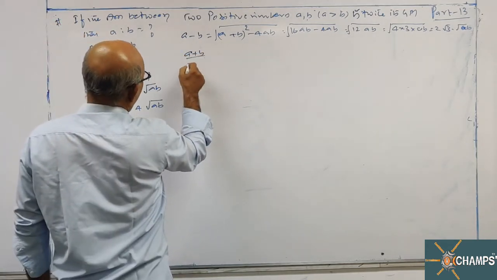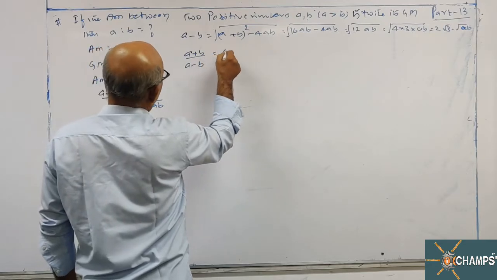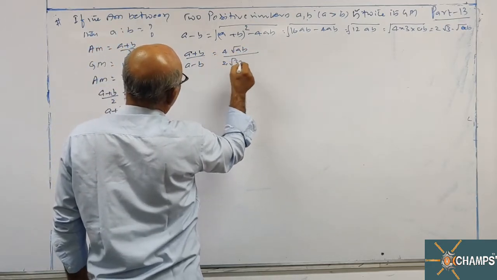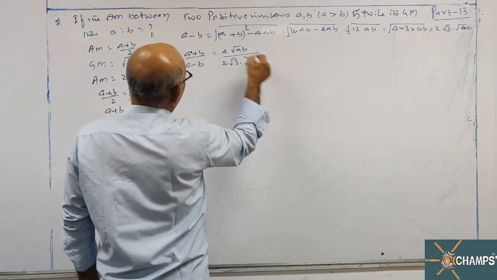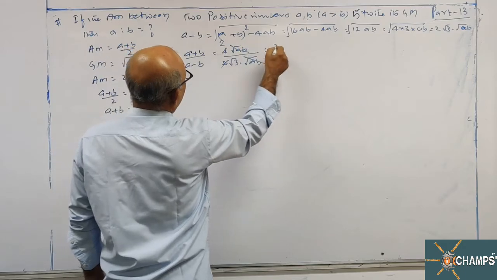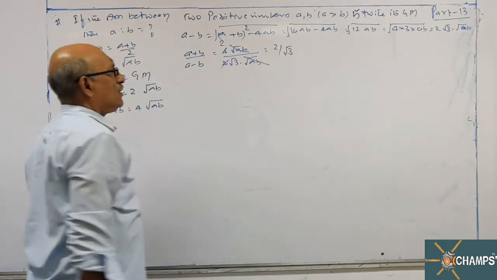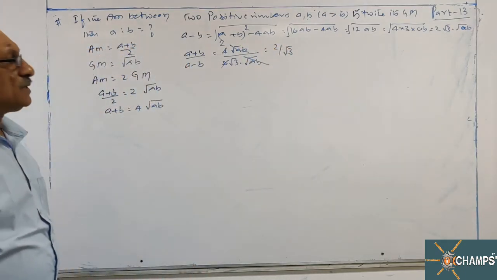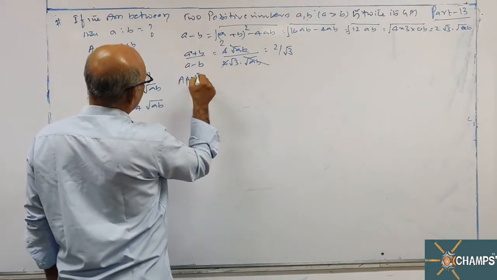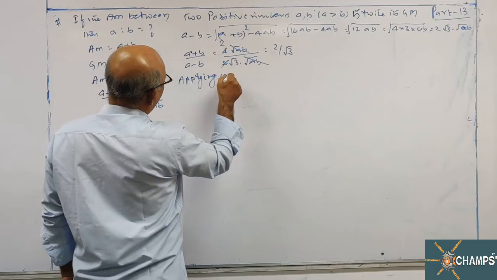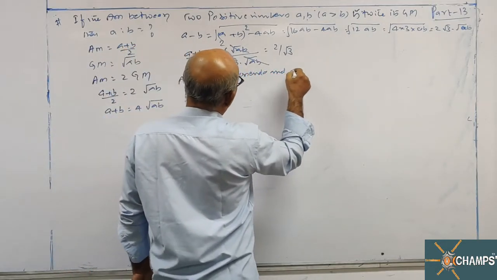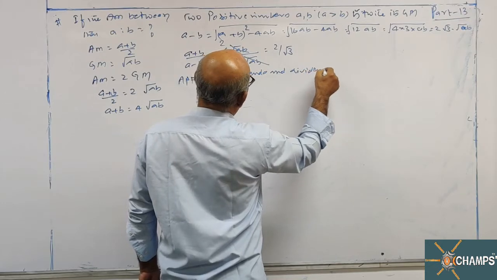Now A plus B divided by A minus B is 4 root AB divided by 2 into root 3 into root AB. Root AB cancel. It will go 2 times. So it is 2 by root 3. Applying componendo and dividendo.